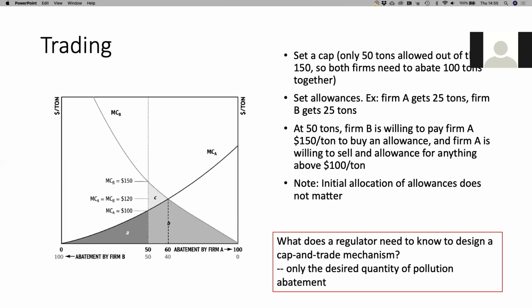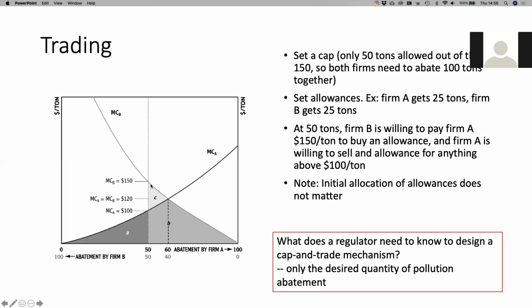Now, if you allow them to trade between themselves at 50 tons for each firm, the marginal cost of abatement for firm A at that point is 100. The marginal cost of abatement for firm B is 150. Now, what can firm B do here? Firm B is willing to pay firm A up to 150 to buy an allowance.